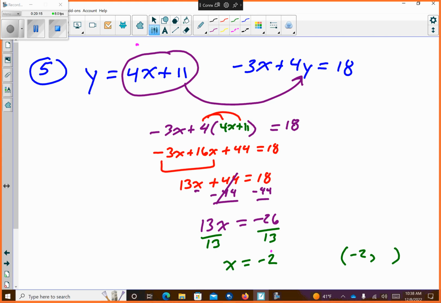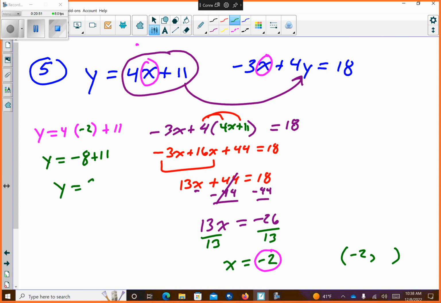What should we do with this -2, friends? Plug it in for what letter? X. So I could plug it in here, or I could plug it in here. They're both going to give me the same answer. Which one looks simpler? The first one. Remember, we're working smarter, not working harder. In those parentheses is where X used to live. What's going to go there now? -2. All right. 4 times -2. Done.